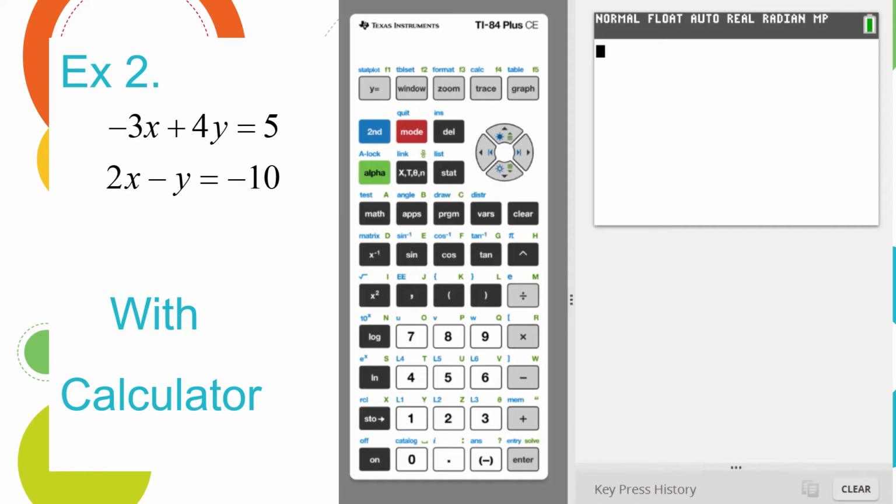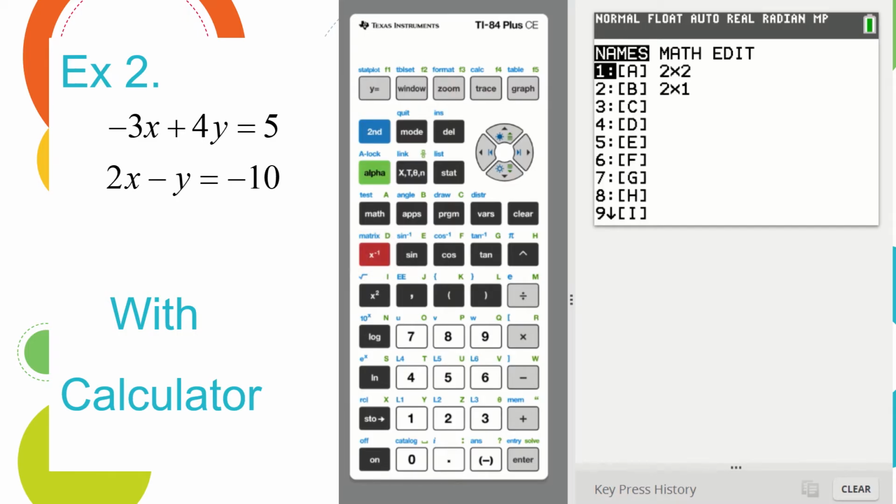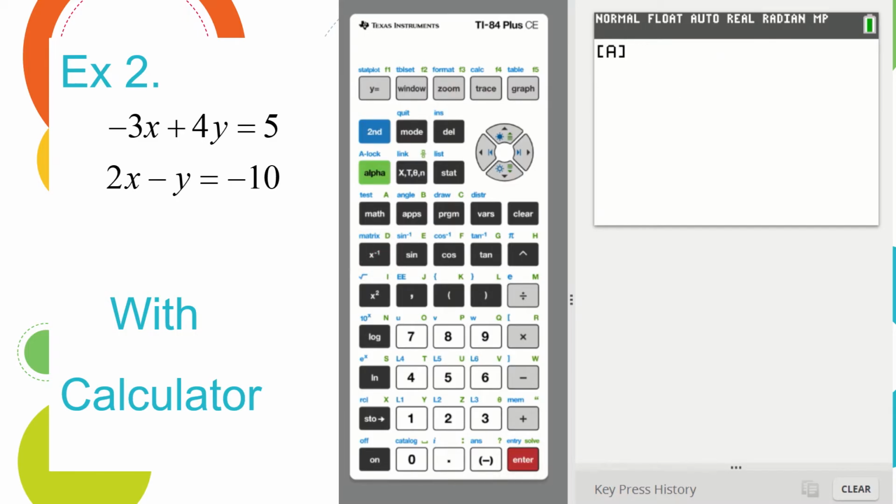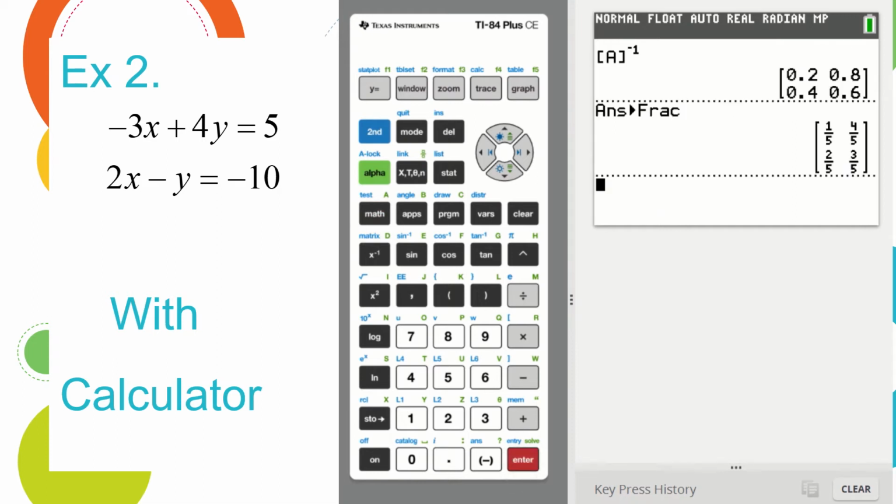Now, in order to be successful at solving with inverses, we have to multiply the inverse of the coefficient matrix times the constant matrix. Now, there's multiple ways to do this. I like to store things, so I also want to show you the store feature. So I'm going to go find second matrix, and I want A. A is my coefficients, right? And I want to find the inverse. So I'm going to press the inverse key. If I press enter, here's my inverse. Now it's in decimal form. I would like fractions, so I'm going to go math, fractions, yes, enter.